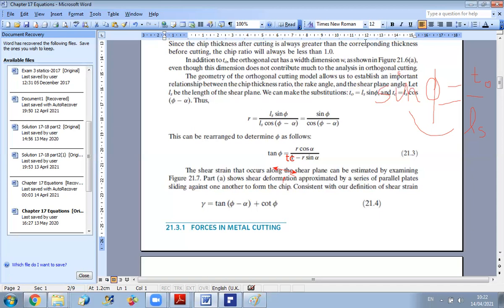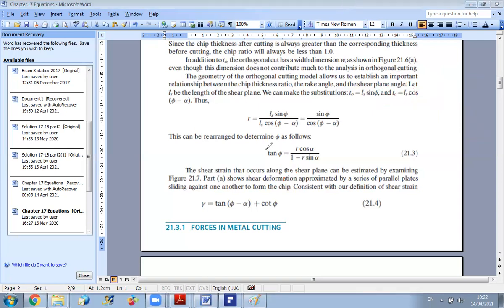So if we rearrange just the terms and use the correct trigonometrical relations, we can come up with the following relation to get the shear angle. So the shear angle is given by r cosine alpha over 1 minus r sine alpha.